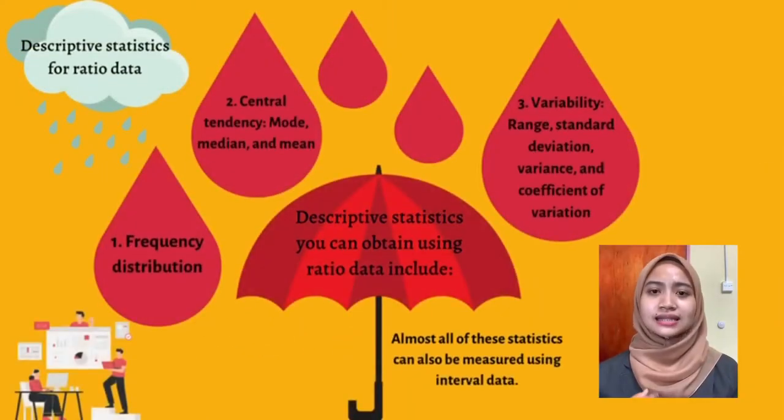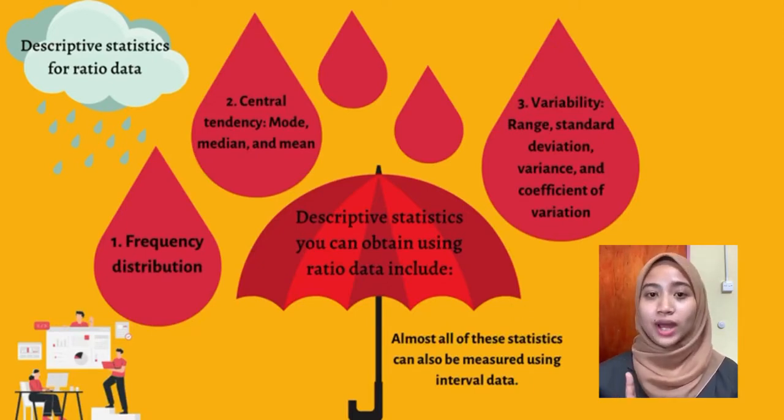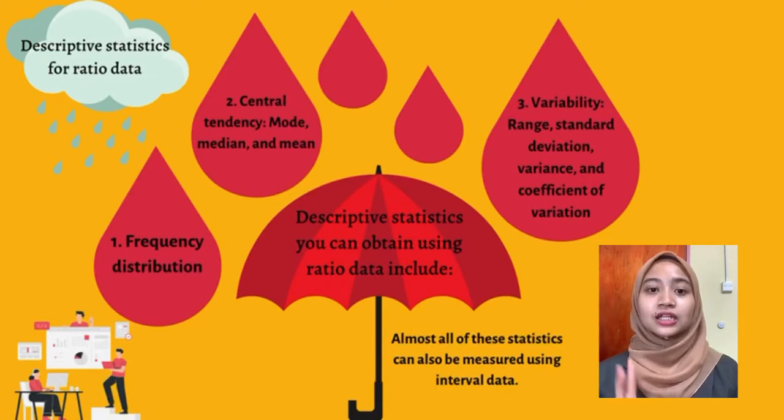Descriptive statistics for ratio data. Descriptive statistics you can obtain using ratio data include number 1, frequency distribution, 2, central tendency: mode, median, and mean, 3, variability, which is range, standard deviation, variance, and coefficient of variation. Almost all of these statistics can also be measured using interval data.